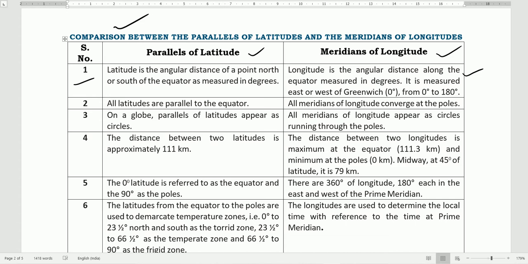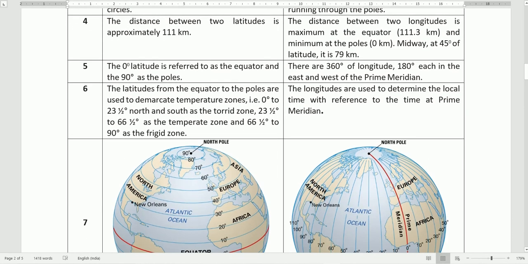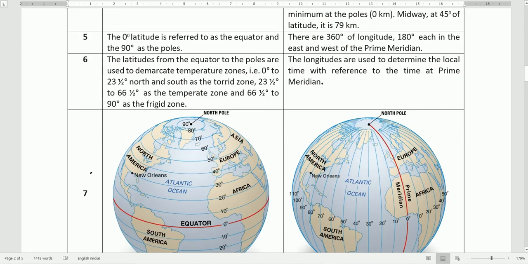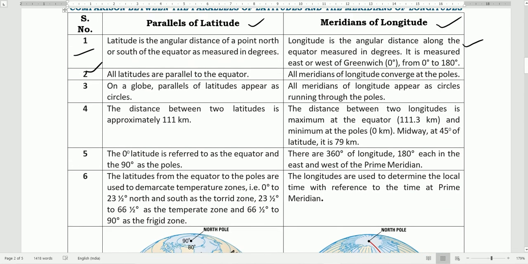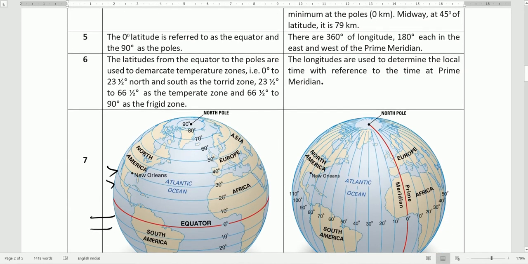Then the second point of difference: all latitudes are parallel to the equator. You may see here, these are the parallels of latitude, and all these lines are parallel to the equator, as you see in this diagram. All these are parallels, and they are parallel to the equator. The equator is here.